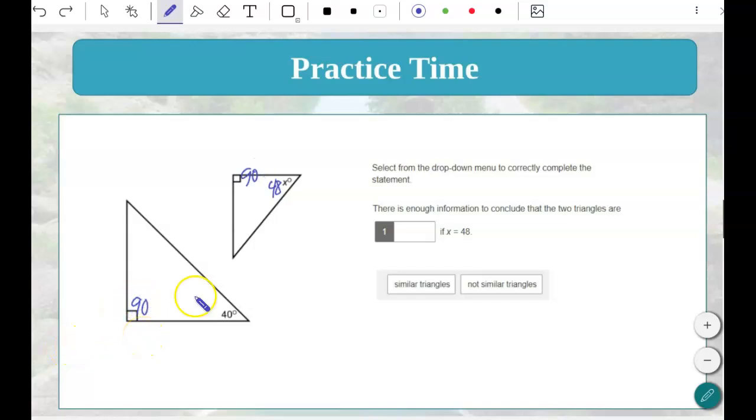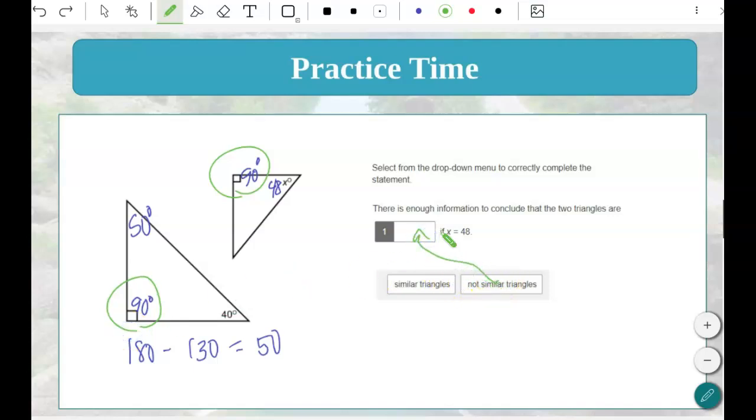Now, it doesn't matter which triangle you use. If I use this one here, those two angles, 90 plus 40, add up to 130. To figure out the missing angle, we're going to do 180 minus 130, and that's 50. So they only have one angle that is the same. That's the 90-degree angle. So they are not similar because they have to have two.